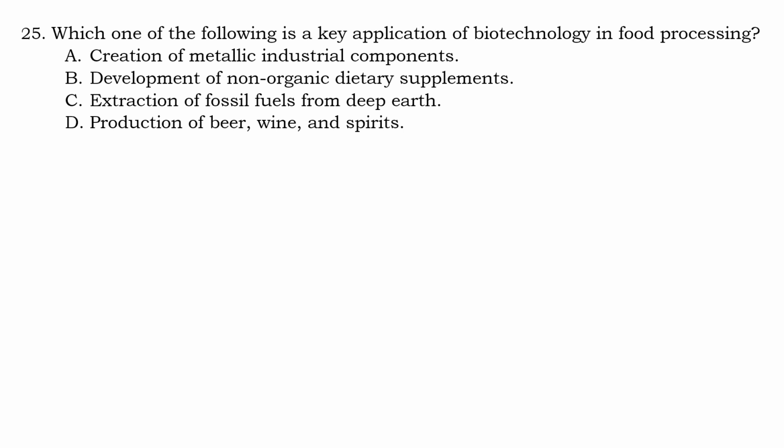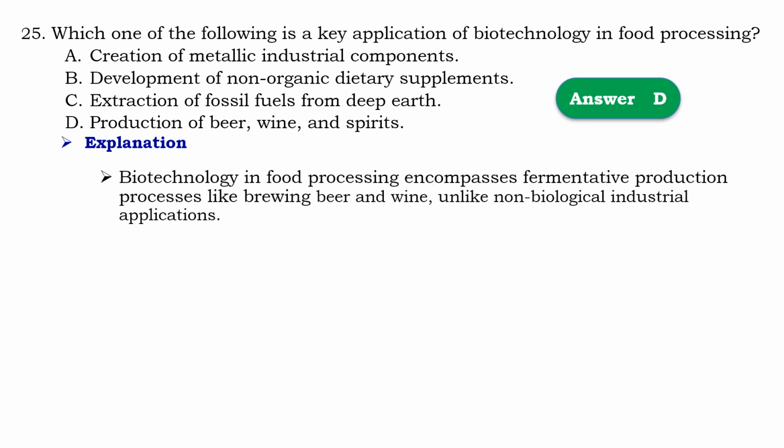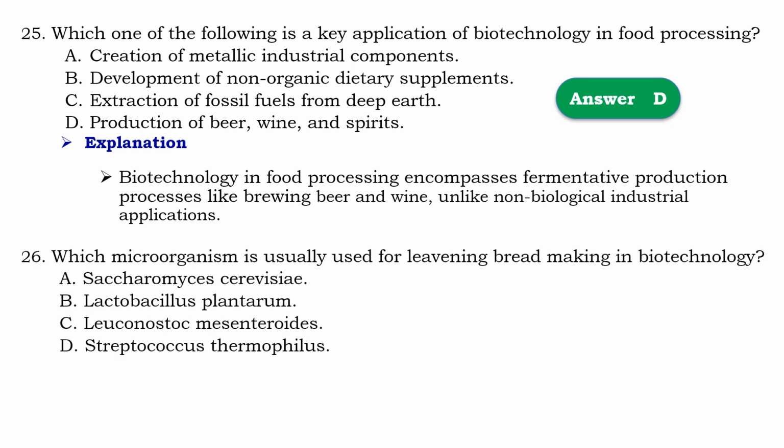Question number 25. Which one of the following is a key application of biotechnology in food processing? ምግብ ማዘጋጀት ውስጥ የባዮቴክኖሎጂ ዋነኛው አፕሊኬሽን ኪ የምንለው ቁልፍ የምንለው የቱ ነው? So that should be D. Production of beer, wine and spirits. ስለዚህ ባዮቴክኖሎጂ የተለያዩ ምግብ አይነቶች መጠጦች like ቢራ ዋይን ለማዘጋጀት ትልቅ ሚና ይጫወታል ማለት ነው. Biotechnology in food processing encompasses fermentation production processes like brewing beer and wine, unlike non-biological industrial applications.